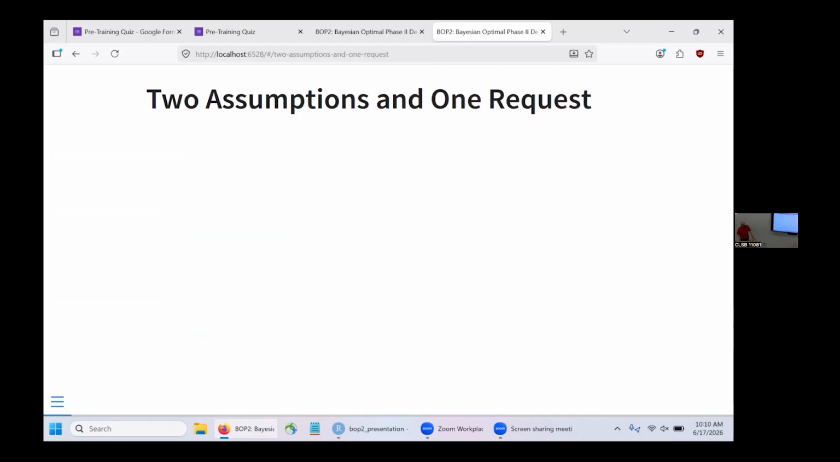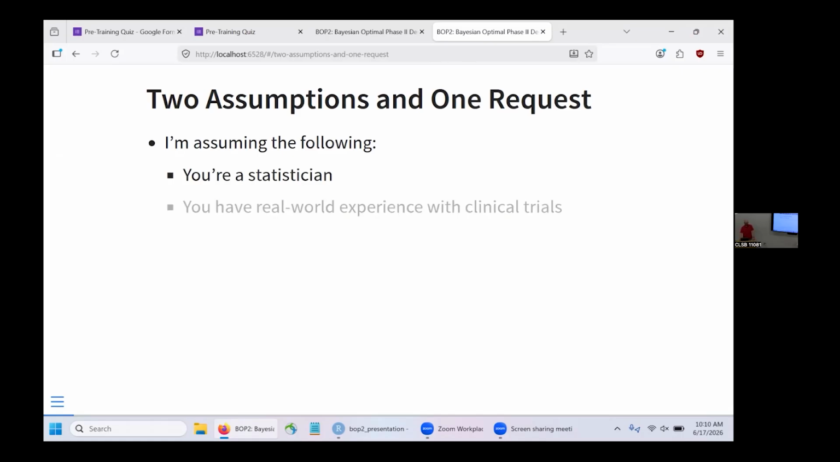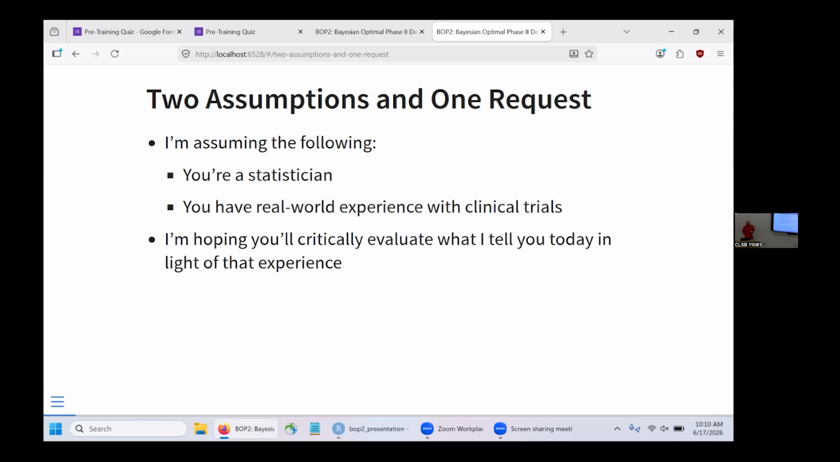I have two assumptions and one request. I actually know that already one of these assumptions is just incorrect, but that's okay. So I'm going to assume that you're a statistician. I already know that we have people here who are not statisticians. That's fine. I'm also going to assume that you have real-world experience with clinical trials, more than I do. I would say that I'm coming to this more as a theorist. So I'm going to rely on your real-world expertise. My hope is that you'll critically evaluate what I tell you today in light of your real-world experience.